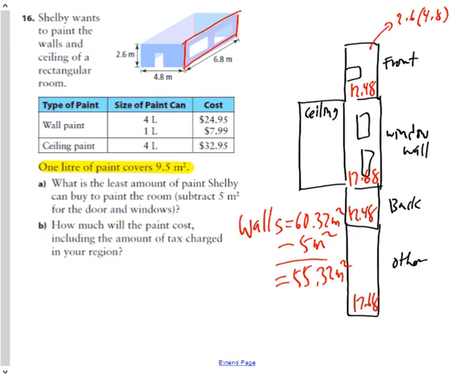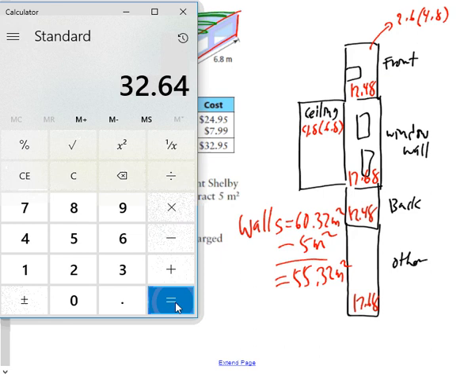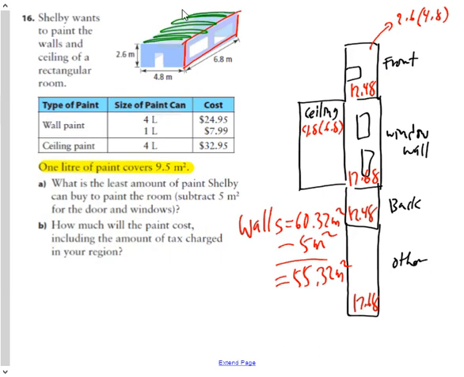Now, let's add on the ceiling of this room. The ceiling is that green one there. The ceiling will be 4.8 multiplied by 6.8, which is 32.64 square meters of area up there. So altogether, for part A, it says, what's the least amount of paint Shelley can buy?